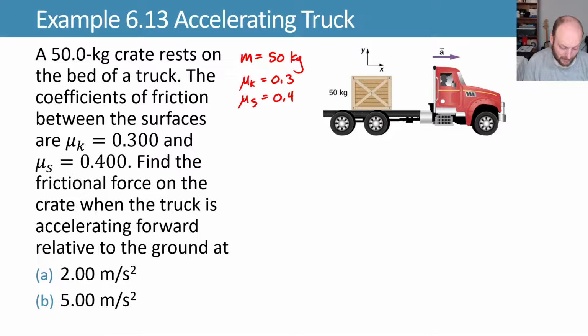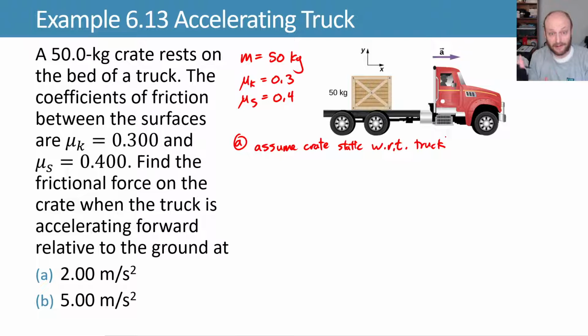Now we want to find the frictional force on the crate when the truck is accelerating forward relative to the ground at two different speeds. I'll begin by assuming, for part A, that my crate is statically sitting on the truck as it accelerates. So assume the crate is static with respect to the truck. It's moving because the truck is moving, but it's not moving with respect to the truck. In other words, friction is enough to keep it on there and accelerating with the truck.